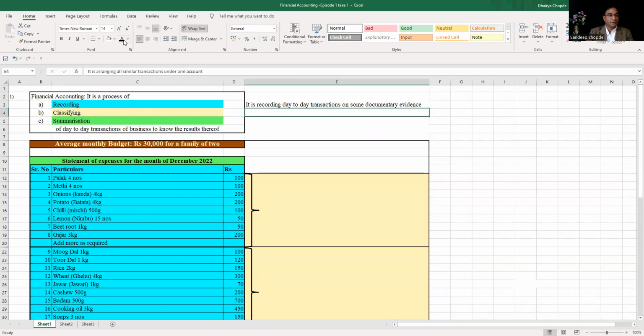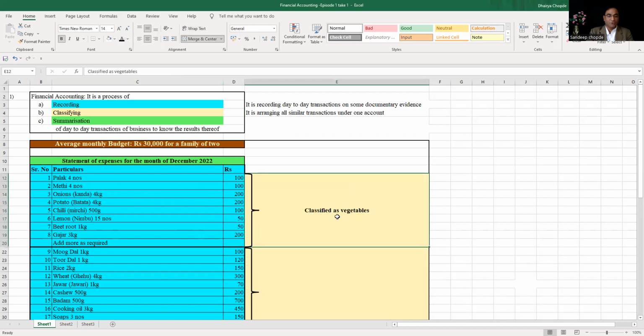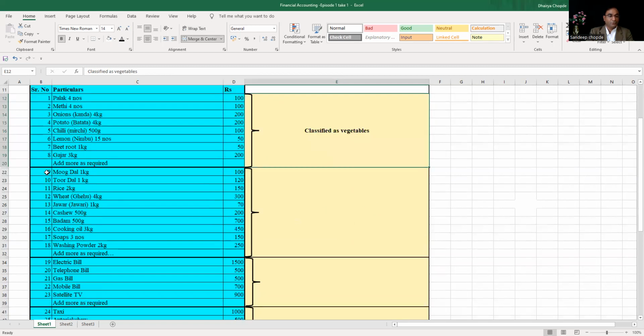Classification is arranging all similar transactions under one account. For example, the expenses incurred from serial number 1 to serial number 8 we can classify as expenses on vegetables. Similarly, serial number 9 to serial number 18, all these expenses you can classify as expenses on groceries.